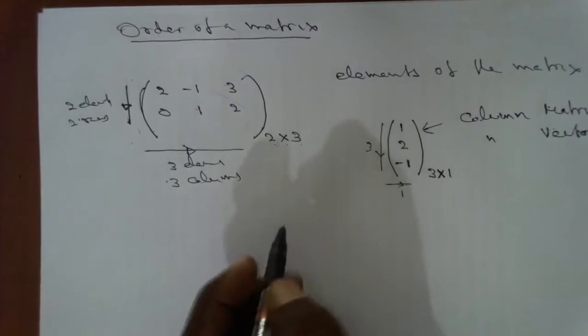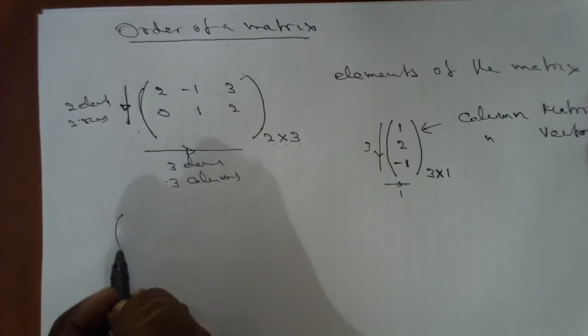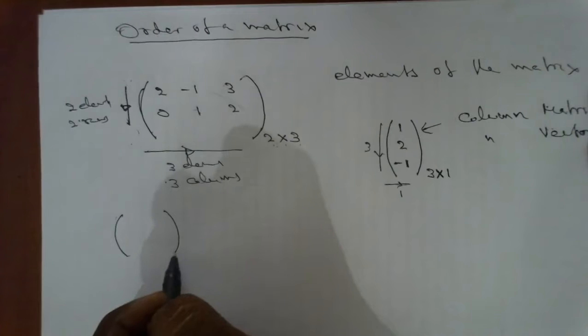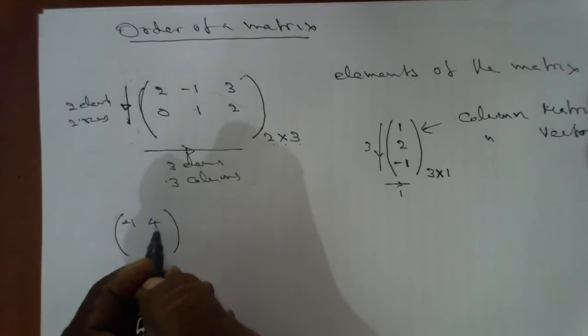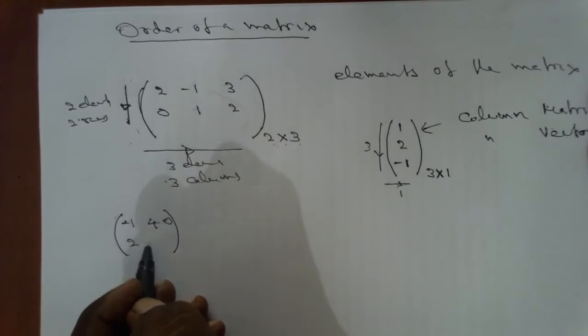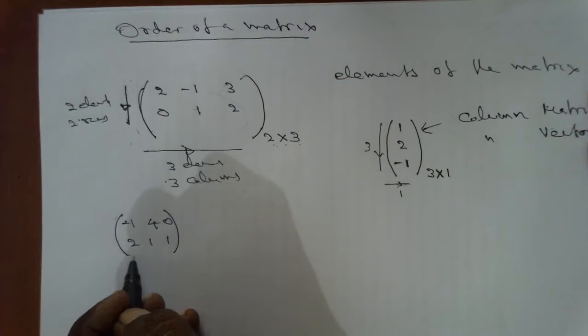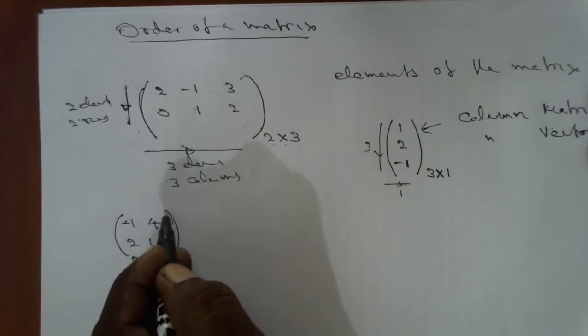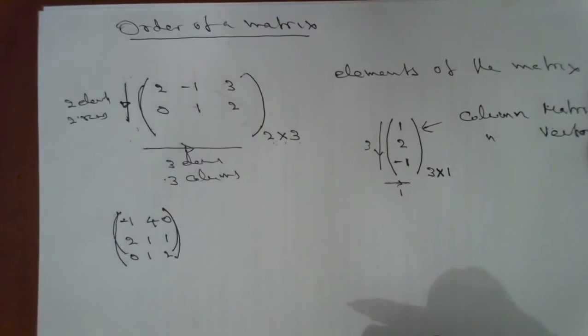Right. Now, I will take another matrix. Minus 1, 4, 0, 2, 1, 1, 0, 1, 2. How many elements are there in this matrix? Number of elements?